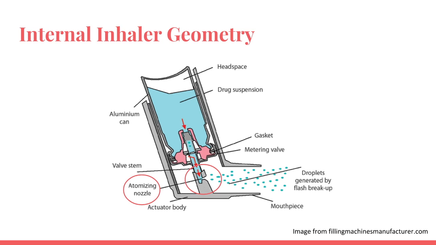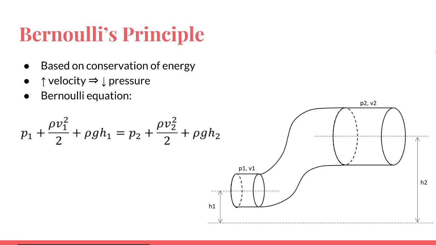This is a region with a very small cross-sectional area compared to the rest of the flow passageway. At the atomizing nozzle, the liquid medication is converted to dispersed liquid droplets, shown by the blue dots in the figure. Bernoulli's principle is an important concept in fluid mechanics. It is based on the principle of conservation of energy.